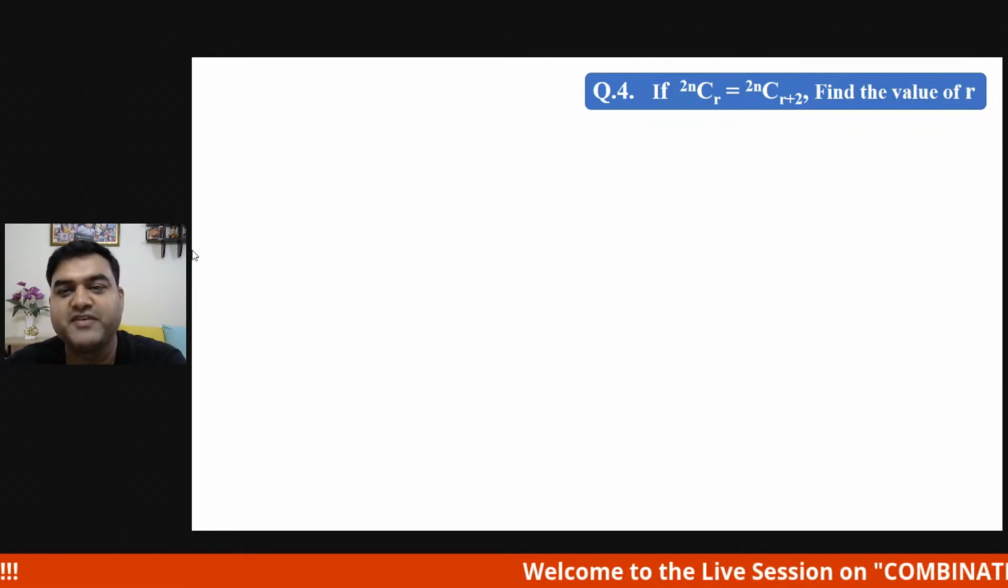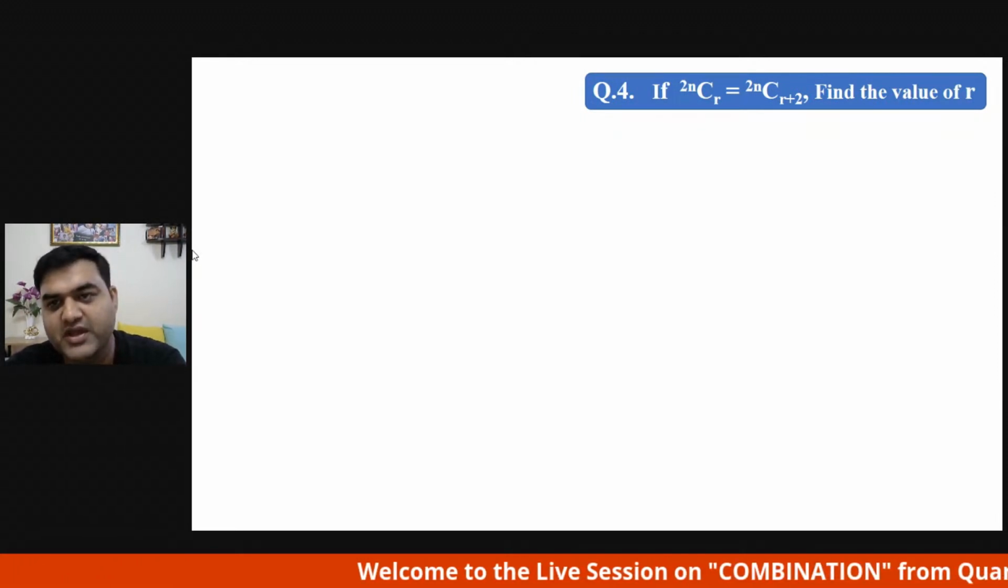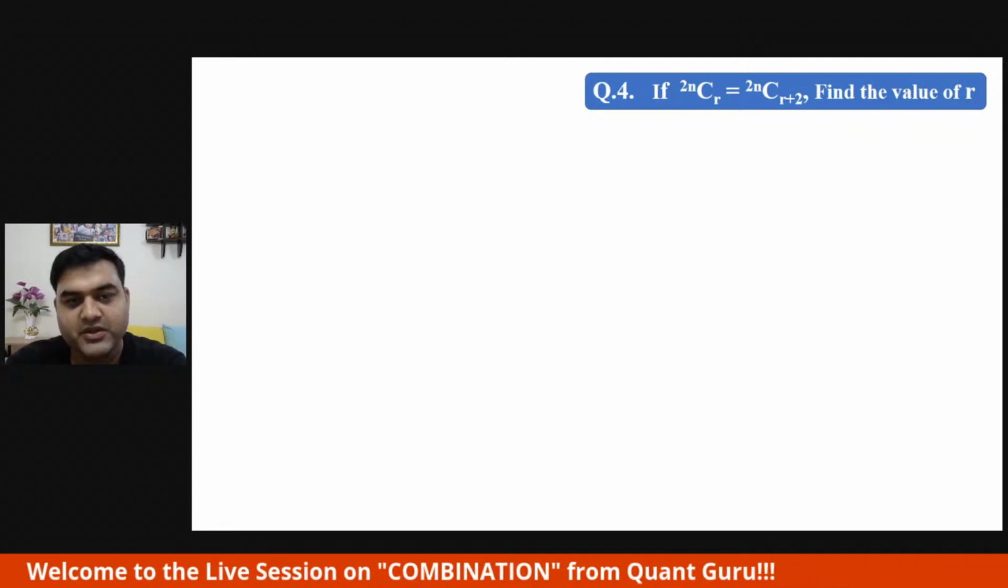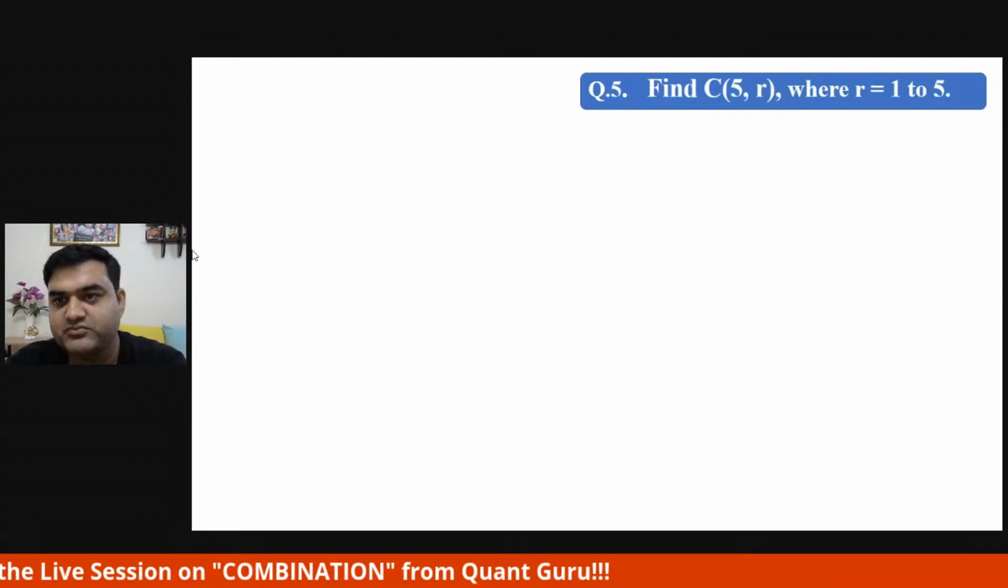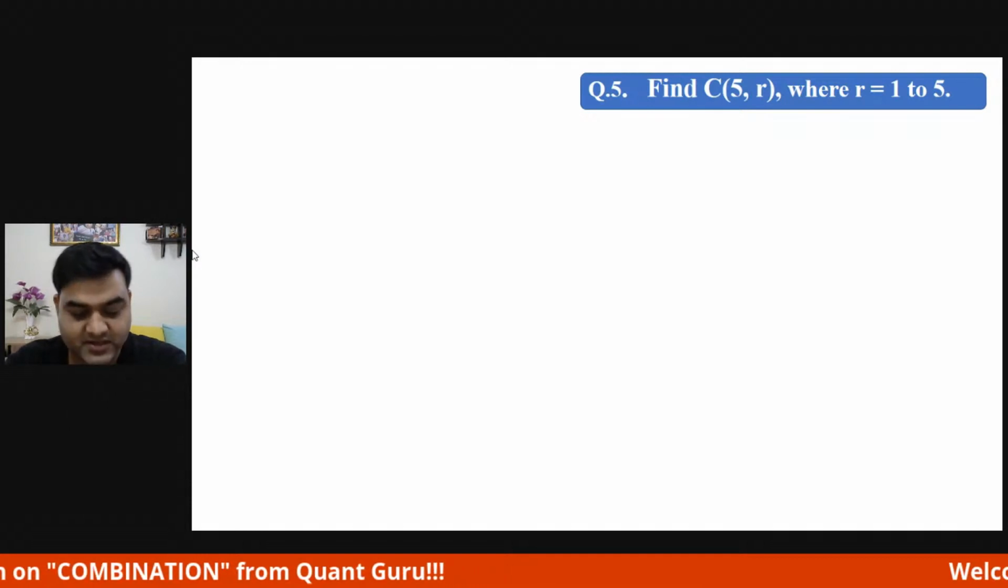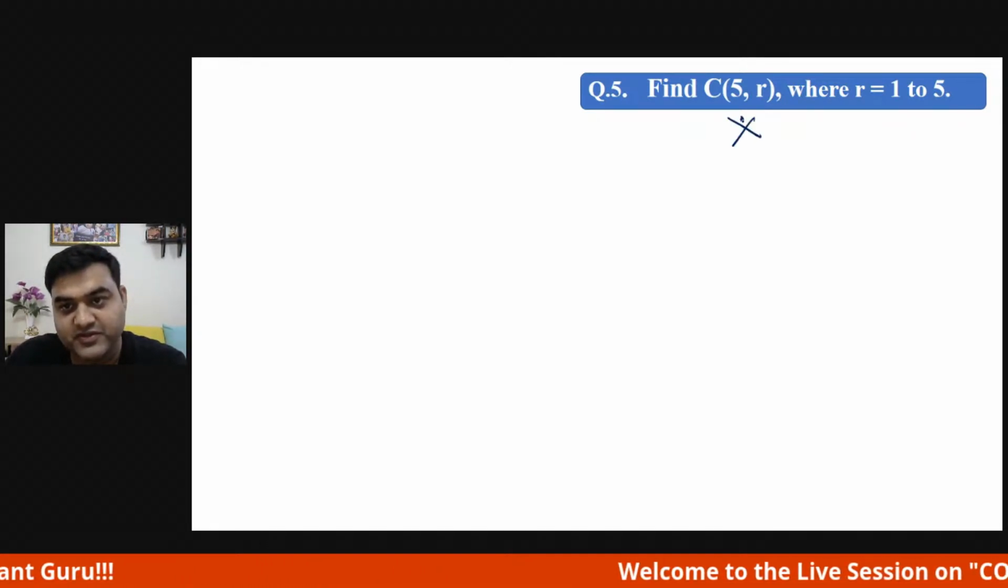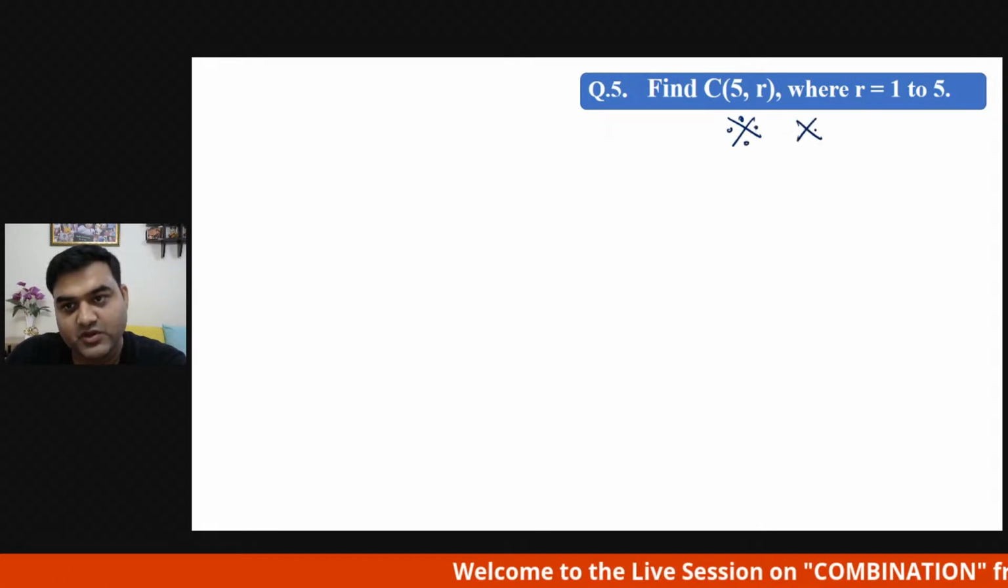Now find the value of R. You write this question. This was also asked, and I'm sure you can do it very easily. Not at all a problem. Going to the next sum. Okay, this is another very important sum.